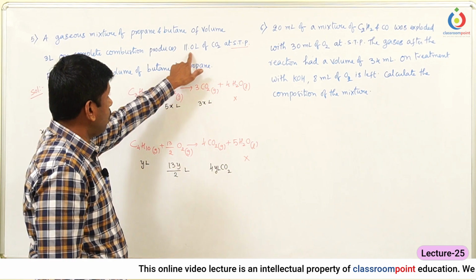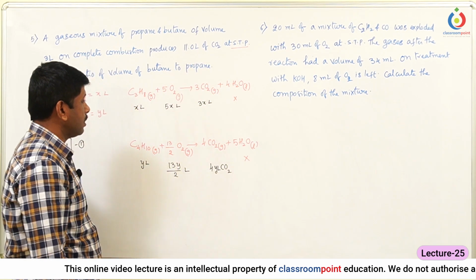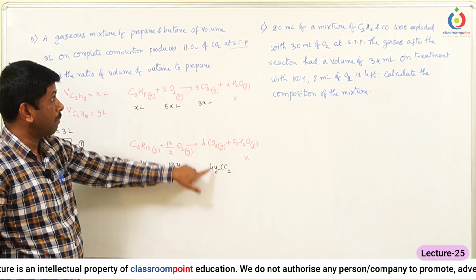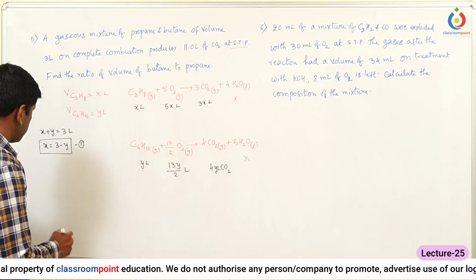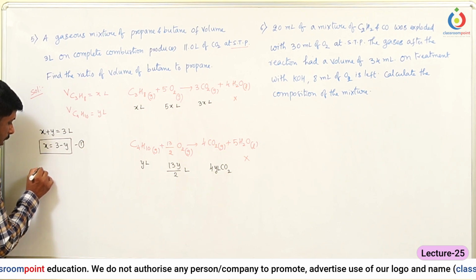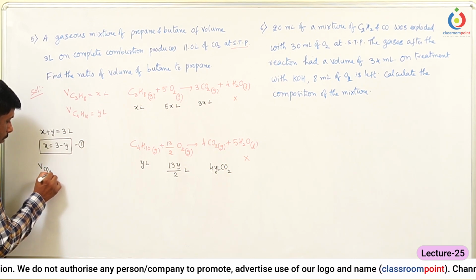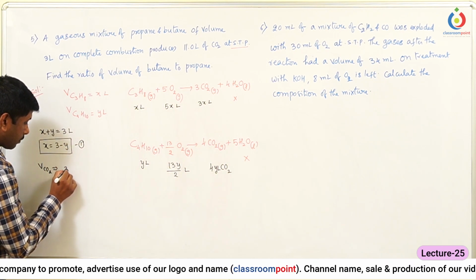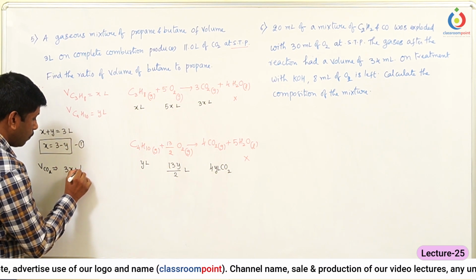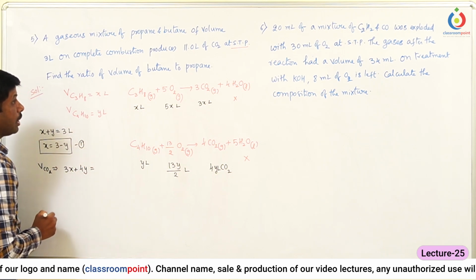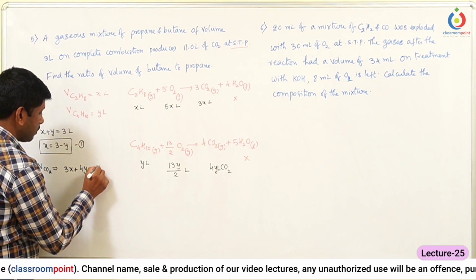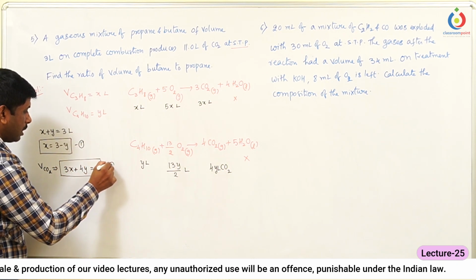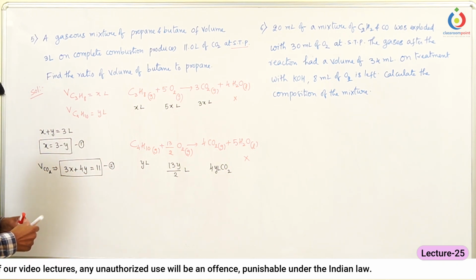It produced how much of the carbon dioxide? 11 liters of the carbon dioxide. So 3x plus 4y liters of carbon dioxide is equal to 11 liters. So the volume of the carbon dioxide: 3x plus 4y is equal to 11 liters. Equation number 2.